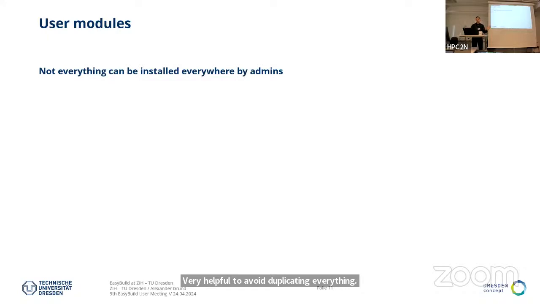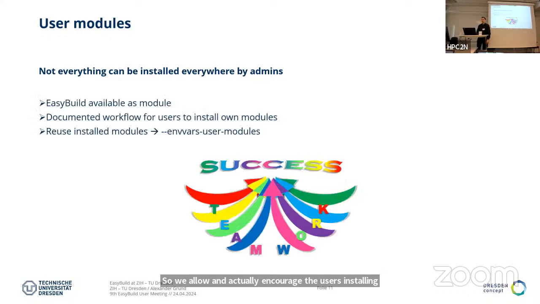So not everything can be installed by us. So we allow and actually encourage the users to install their own modules by providing EasyBuild as a module and documenting the workflow for users to use this EasyBuild to install their own modules on top of this global module tree. You don't want every user to reinstall GCC in their home or file system. No use for that, just wasted time and wasted space.